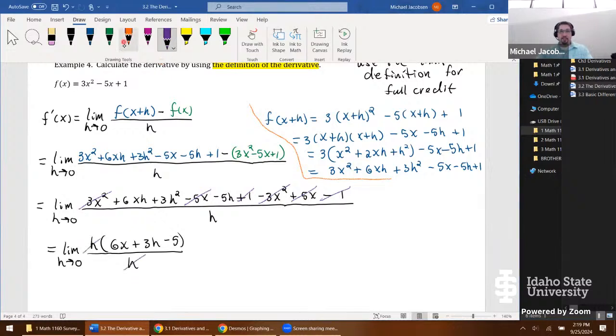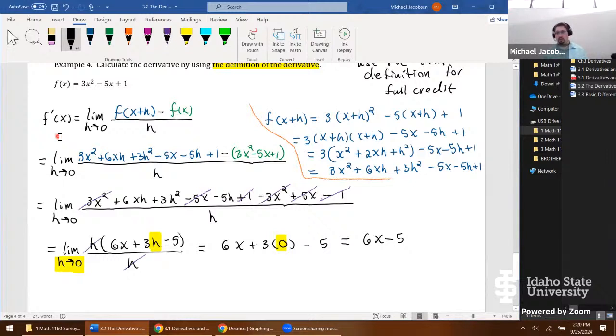With those h's canceled, direct substitution says we can put h equals 0 right in for that h there. So now we get 6x plus 3 times 0 for h, yellow just to show the direct substitution, minus 5. So finally, our answer to this is 6x minus 5. And that's our value of our derivative from up here.